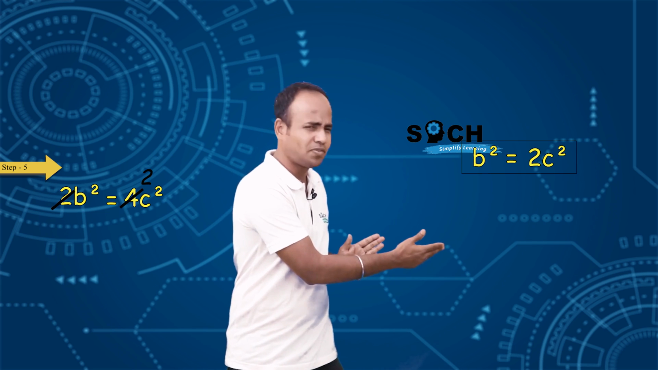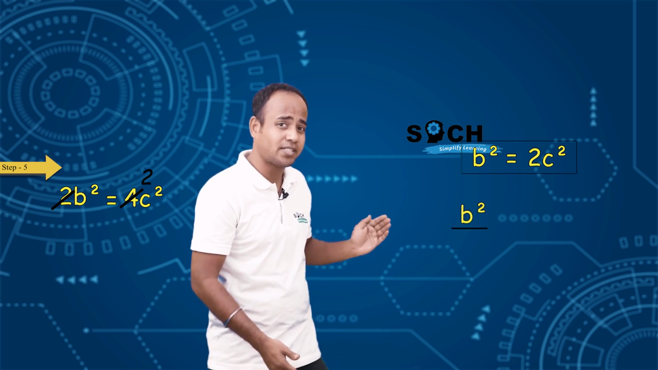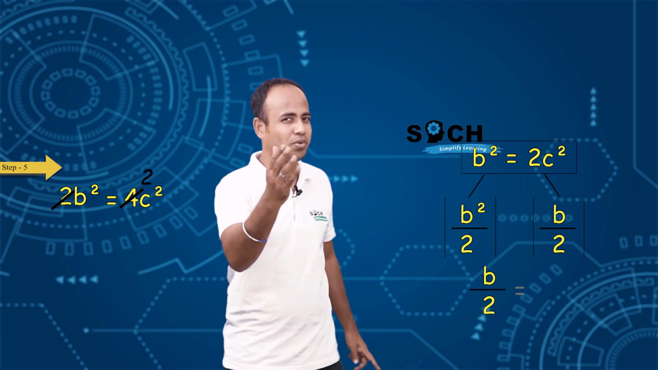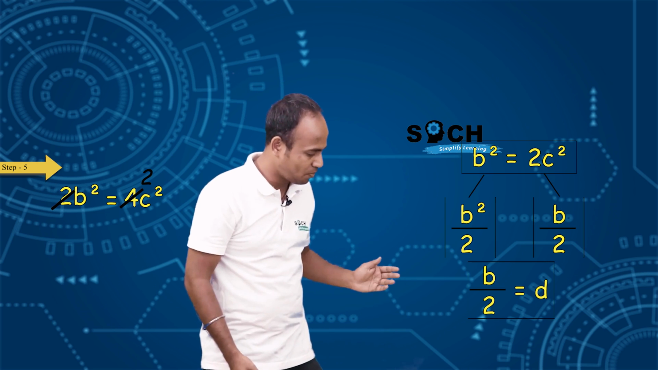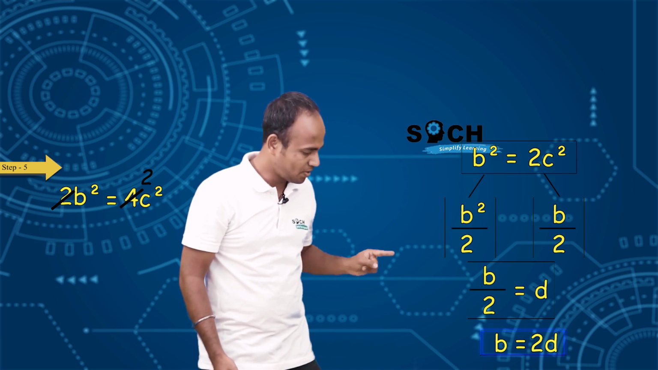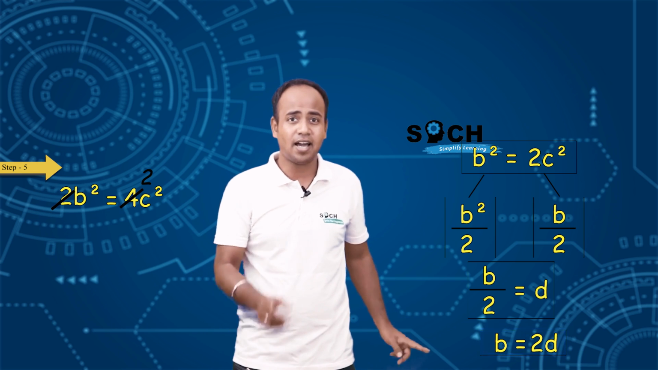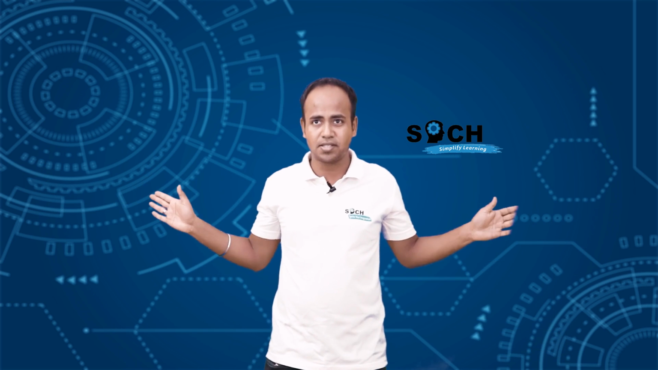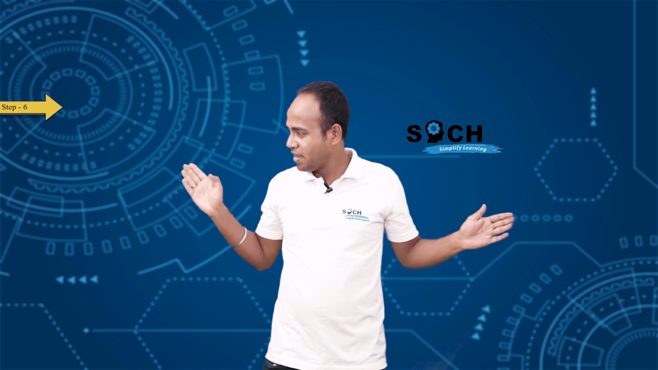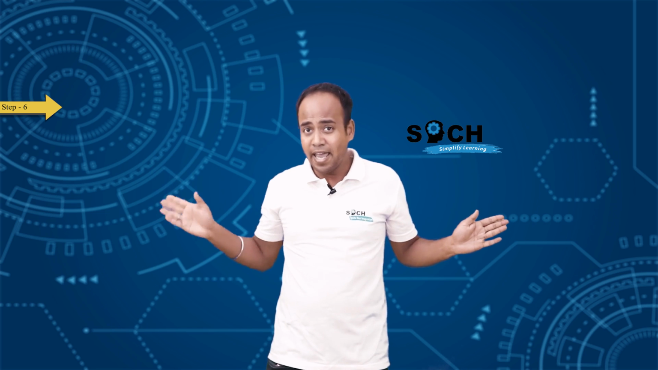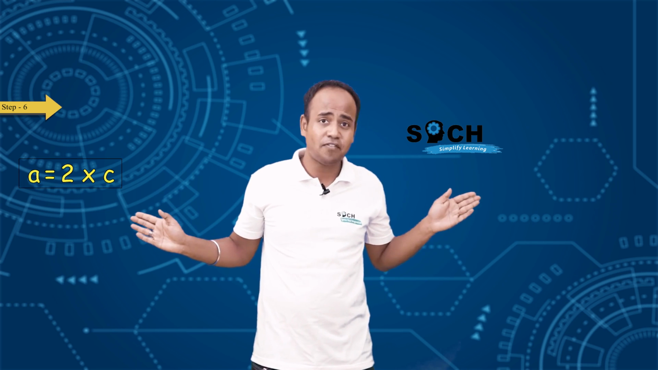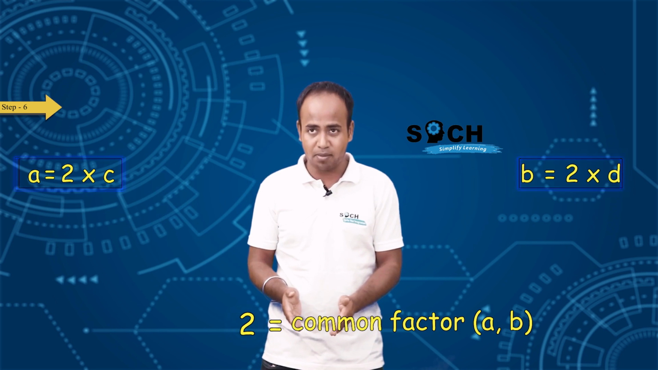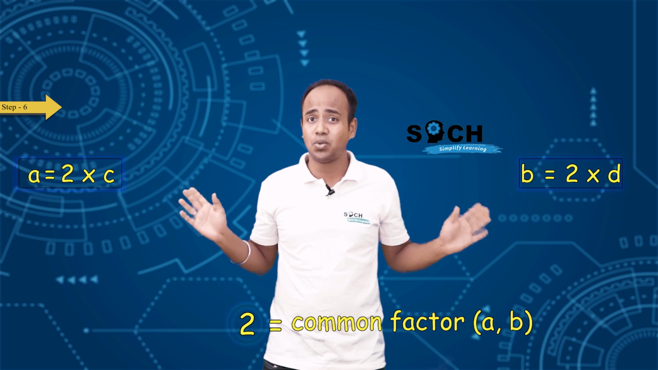So in a similar manner as we did earlier, B square gets divided by 2 and B is also divided by 2. Therefore B by 2 is equal to a fresh integer D. Therefore B equal to 2D. Now this B equal to 2D I have, and earlier I had, if you recollect, A is equal to 2C. So I have two things now. In step number 6, I can see here I have A equal to 2C, and here I have B equal to 2D. In both of them, 2 is the common factor because this is 2 into C and 2 into D.